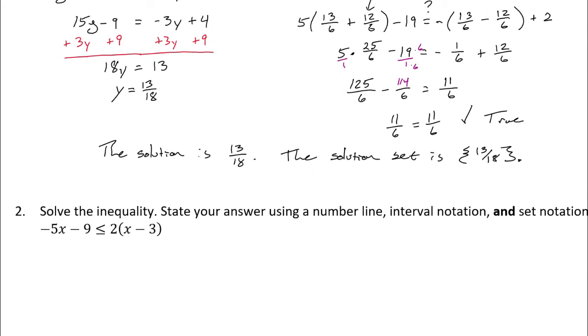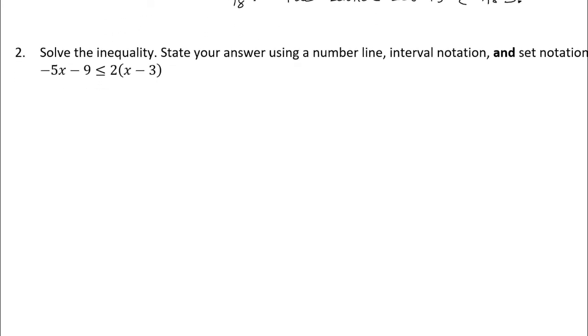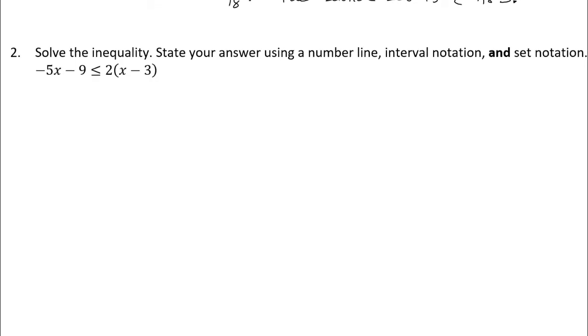On to number 2. All right, so we're going to solve this inequality. Here we're not going to check. We're going to write our solutions in interval notation, number line notation, and set notation. So on this equation, negative 5x minus 9 is less than or equal to 2 times quantity x minus 3. We'll go ahead and distribute that 2 first. So bring down the minus 5x minus 9 is less than or equal to 2x minus 6.